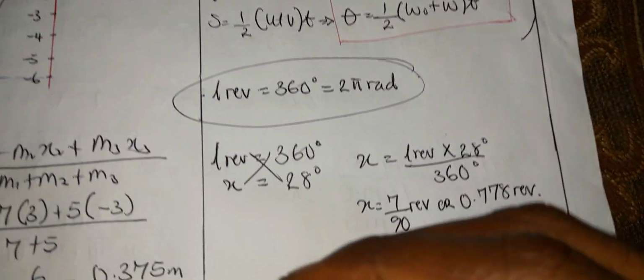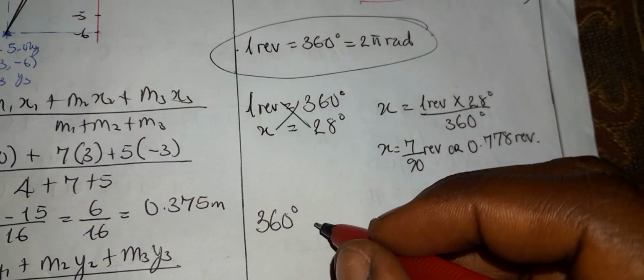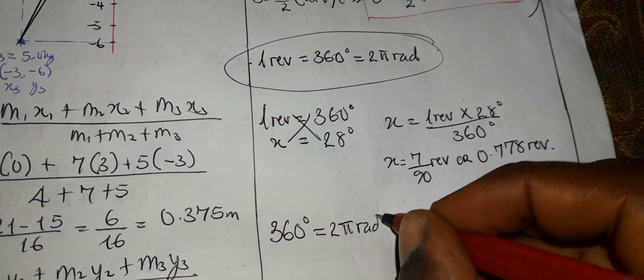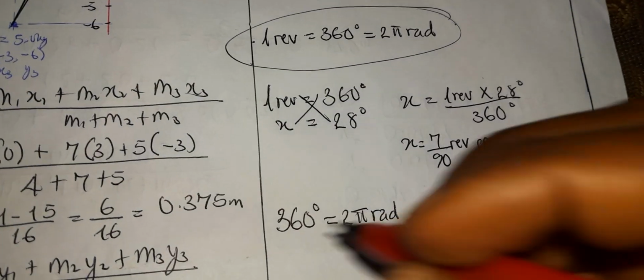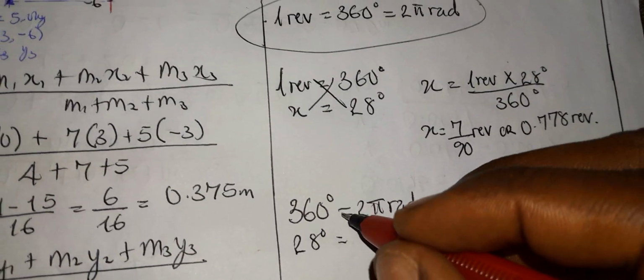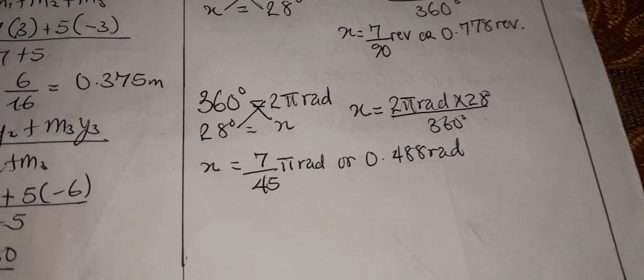Okay, for the next one, it will be 360 degrees equal to 2 pi rad. So I'm going to put 28 degrees here, and then x, and I'm going to cross multiply. Right, so this will be our answer.